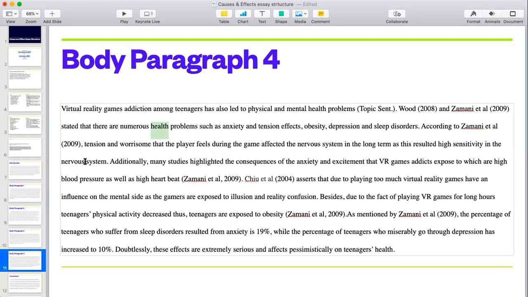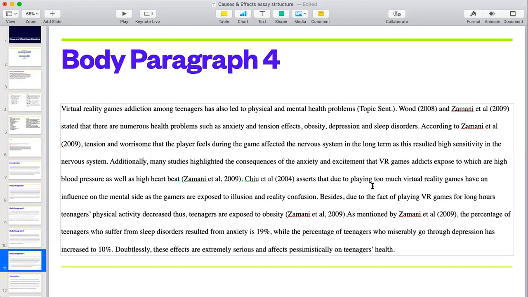According to Zamani et al., tension and worrisome that the player feels during the game affected the nervous system in the long term, as this resulted in high sensitivity in the nervous system. Additionally, many studies highlighted the consequence of the anxiety and excitement, so on and so forth.